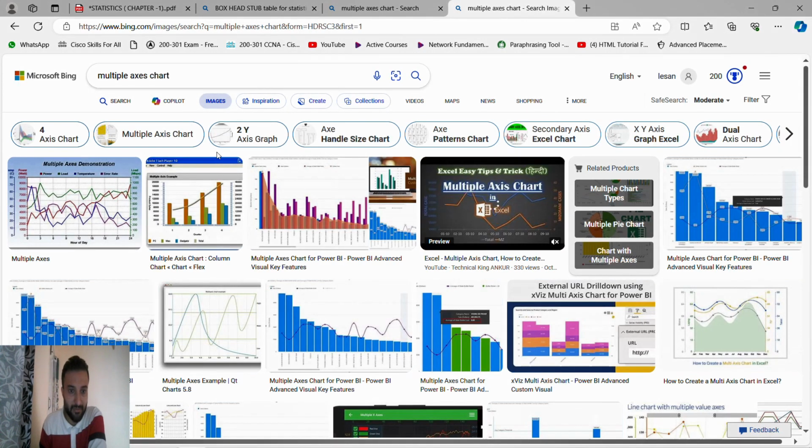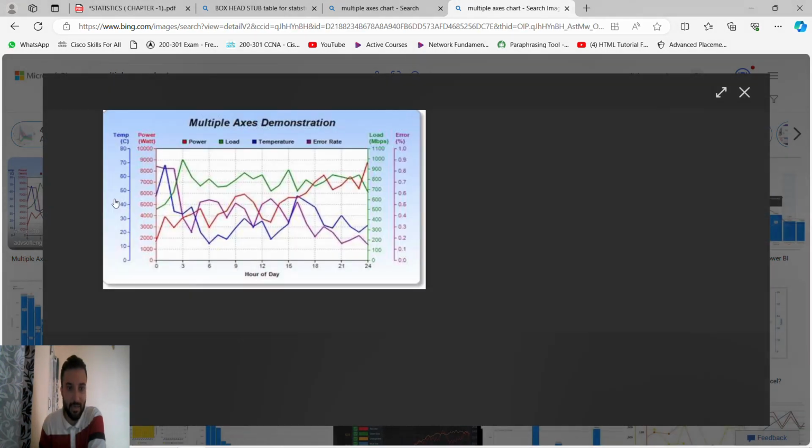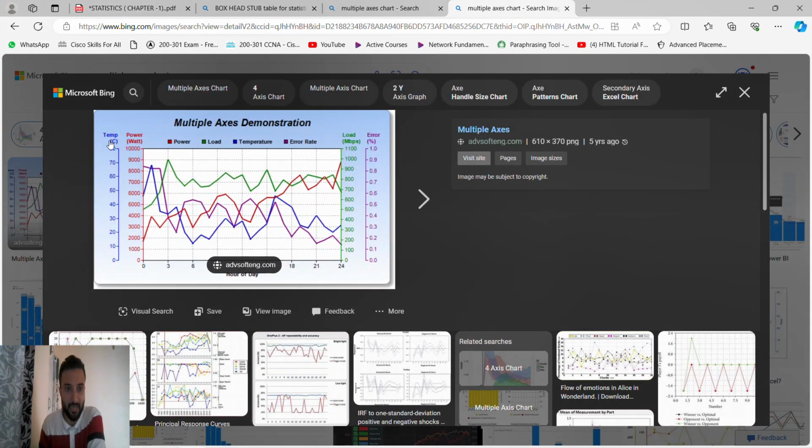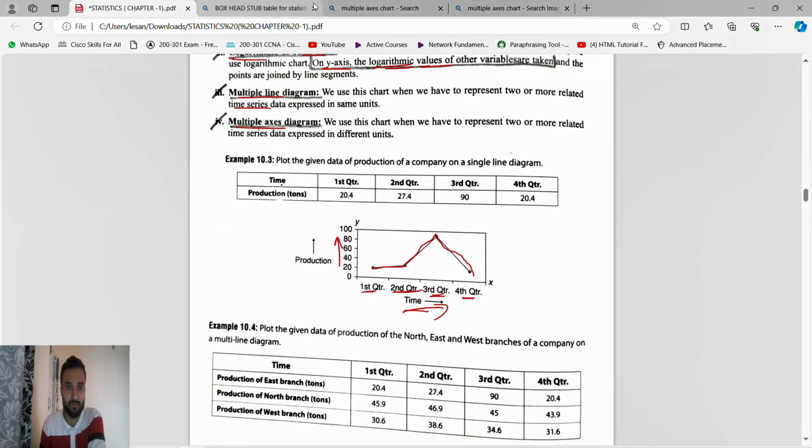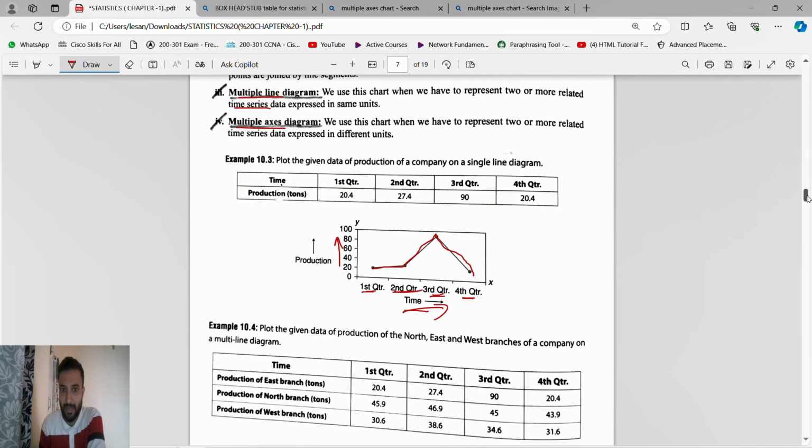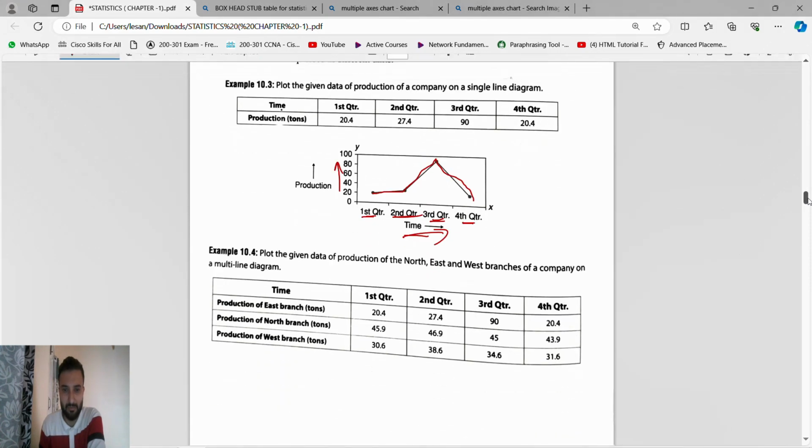See the multiple axis chart. You can make a line diagram like this. See, multiple axis. Okay, red color is the power, blue color is the temperature, green color is the load, blue color is the error, like this. Okay, so this is a multiple axis chart in which we have multiple axes. So the diagram is not important, they will not ask the diagram.